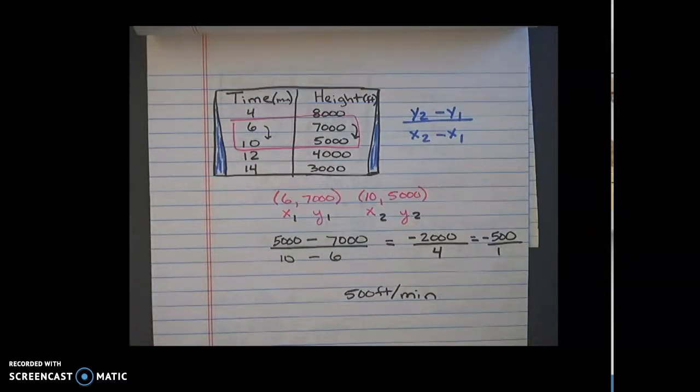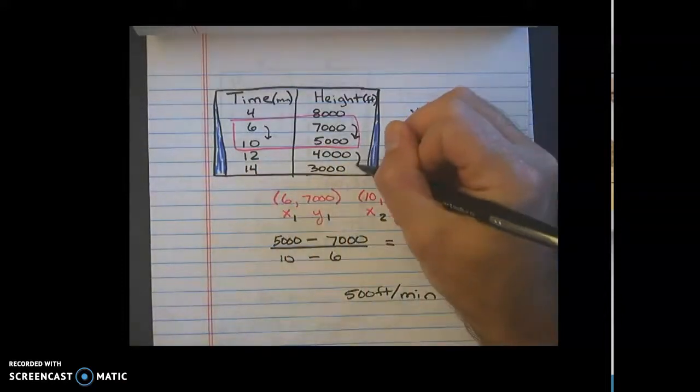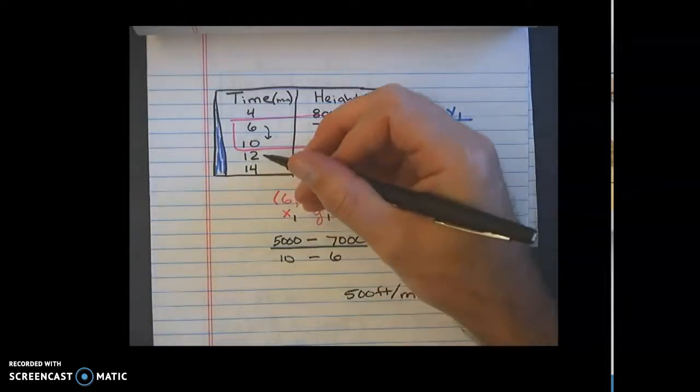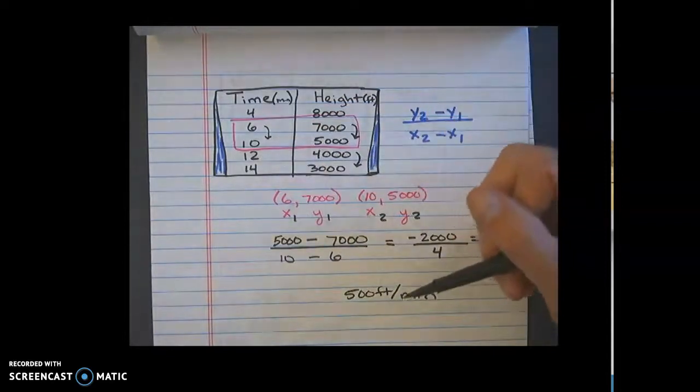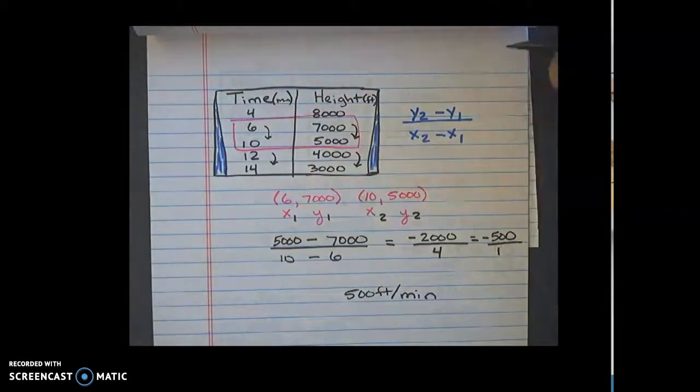And it wouldn't matter which ones I chose out of this table. I could have picked these 2 instead and did from 4,000 to 3,000. 3,000 minus 4,000, that's a negative 1,000 over 2. 1,000 divided by 2 is still going to give me that 500 feet per minute. So when you're looking at slopes for a table, that's kind of what you want to use.